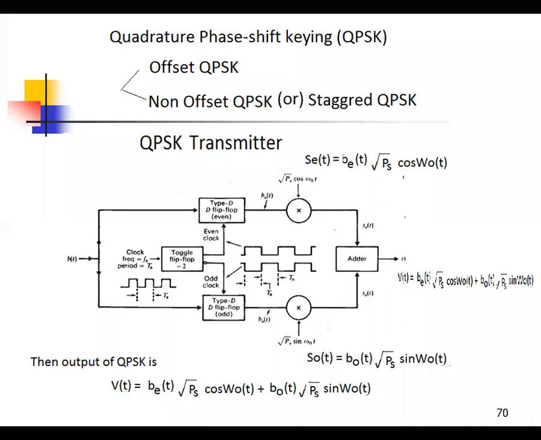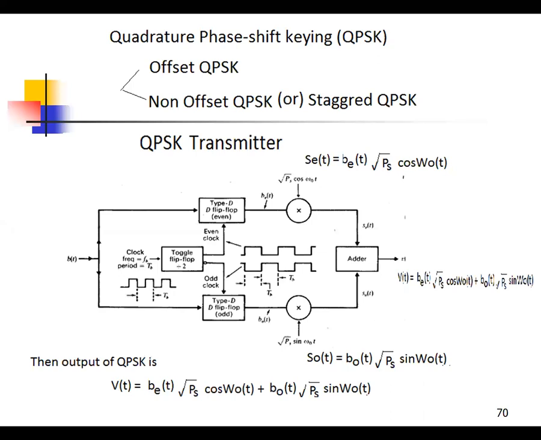In the previous class, there was the QPSK transmitter. You already started QPSK. QPSK is quadrature phase shift keying. There are 4 phases. Once again, rewind the previous class. There are 2 types of QPSK. One is offset QPSK, which is in general known as QPSK. The other one is non-offset QPSK, also known as staggered QPSK.